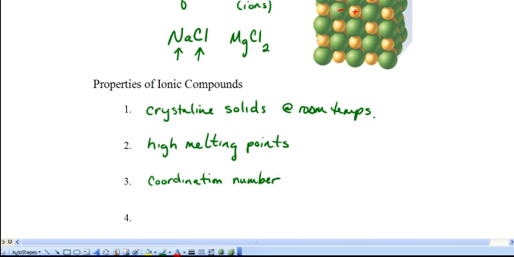I'll show you what the coordination number is in just a second. And finally, they will conduct electricity when melted or dissolved in water.